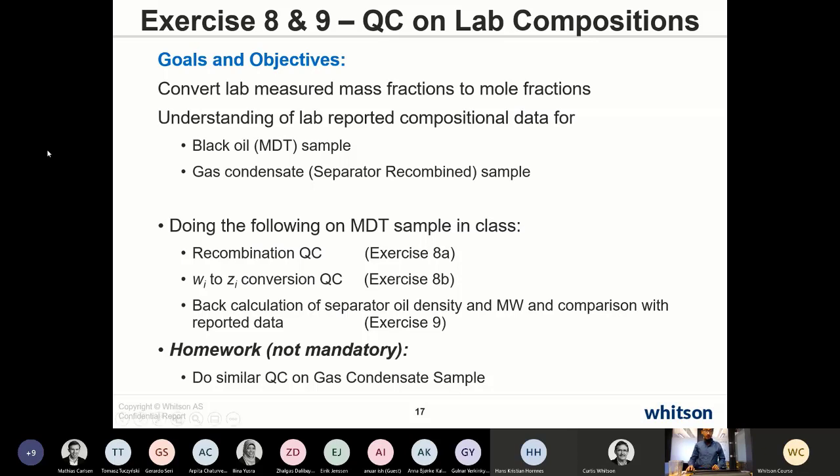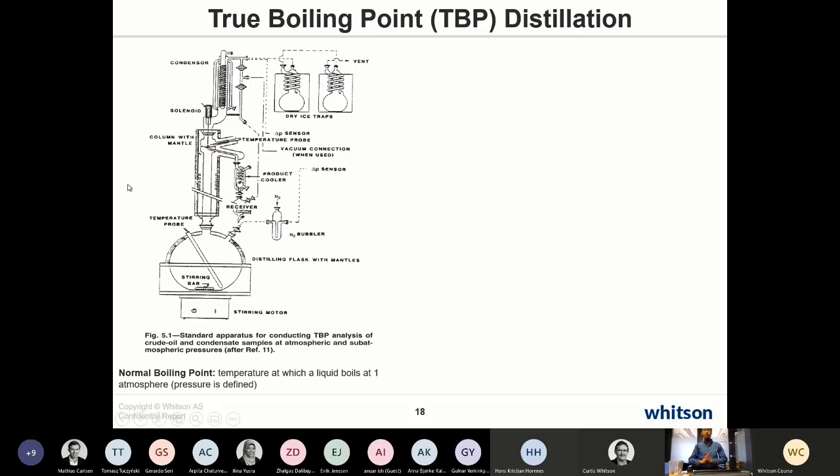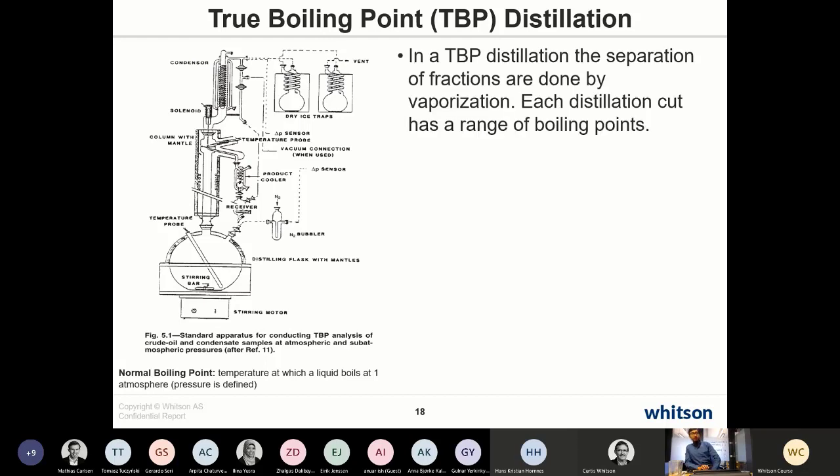Okay, so I guess we can jump to the next topic. That's the true boiling point distillation. We finished the gas chromatography. In the true boiling point distillation, what's different compared to the gas chromatography is that you do actual distillation of the sample by vaporization. So you start heating. That's the kind of equipment shown here.